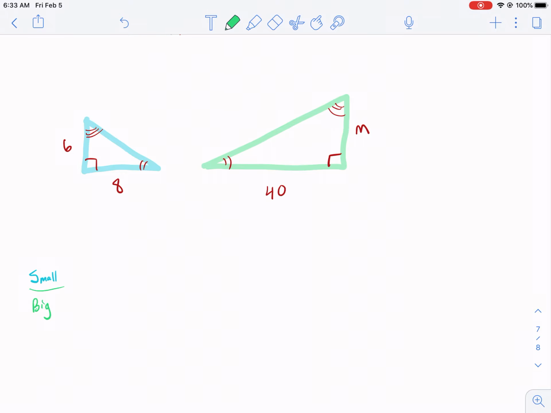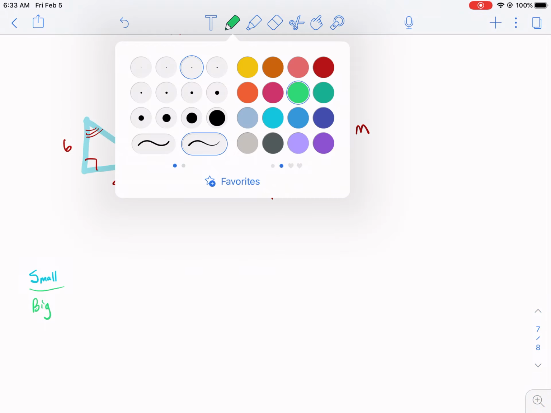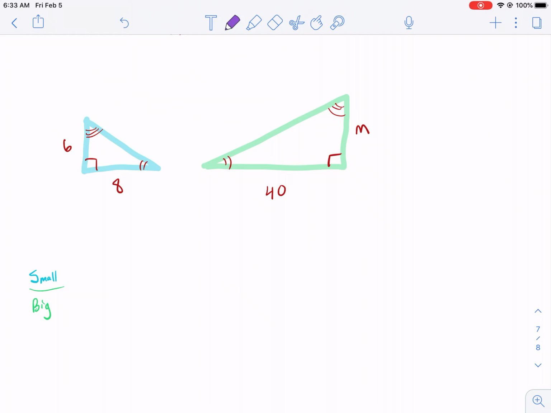Okay? We can compare the small one to the big one. And as we do that, again, we need a proportion. So we need something on the left and something on the right. Well, on the left, we can compare the short sides, and on the right, we can compare the long sides. That's one way to do this.